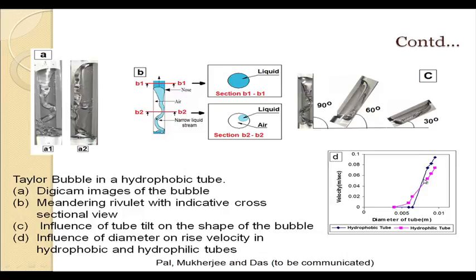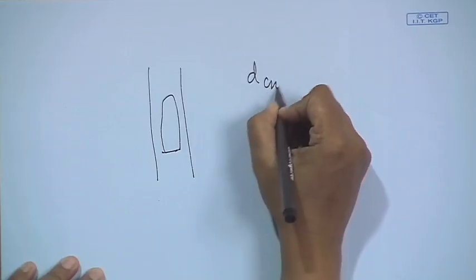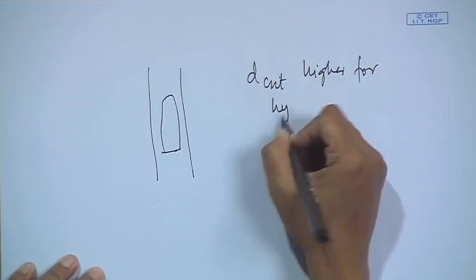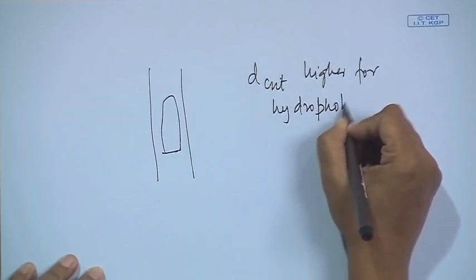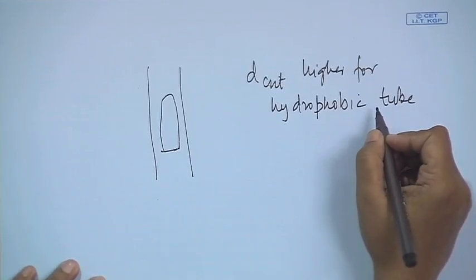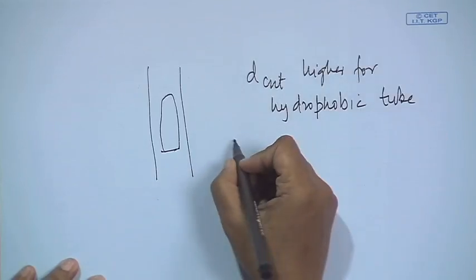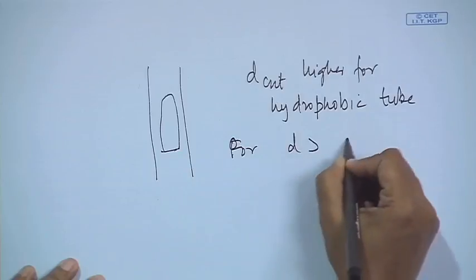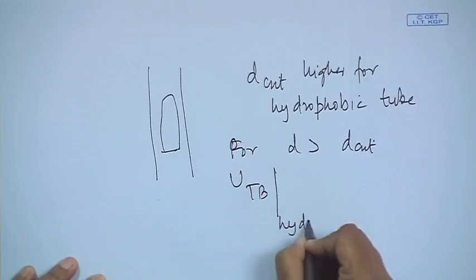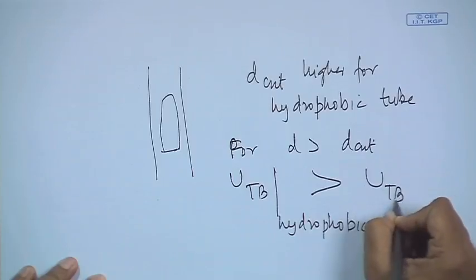So, therefore, there are two things which need to be kept in mind in this particular case. One is that the critical diameter is higher for a hydrophobic pipe. So, therefore, a bubble will rise, or in other words, a bubble will begin to rise at a higher diameter when the tube is hydrophobic, but for d greater than d crit, U_TB in a hydrophobic tube is greater than U_TB in a hydrophilic tube.